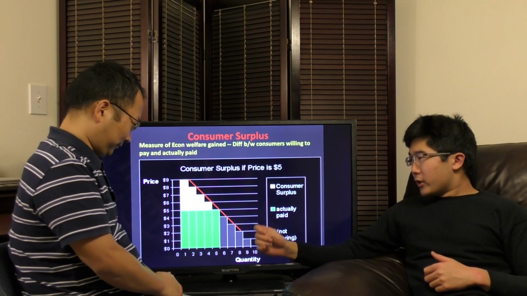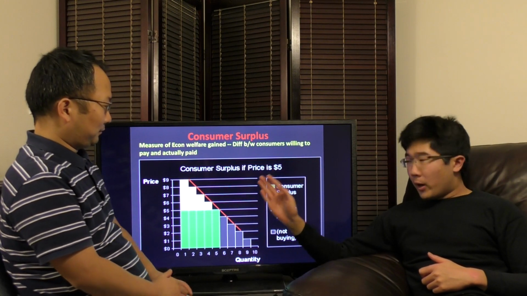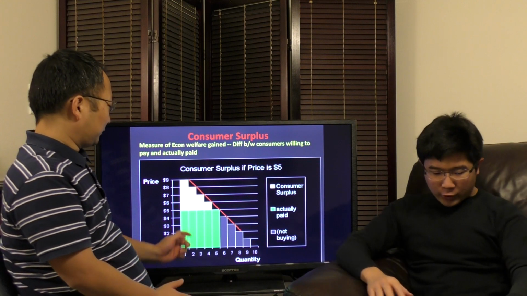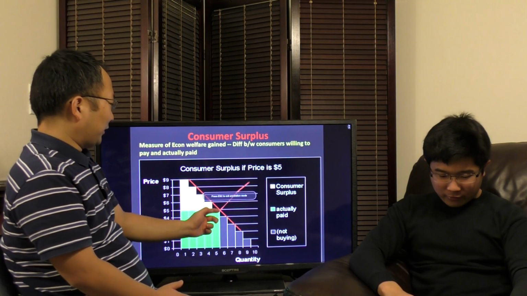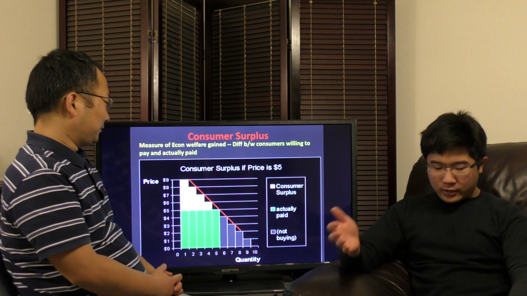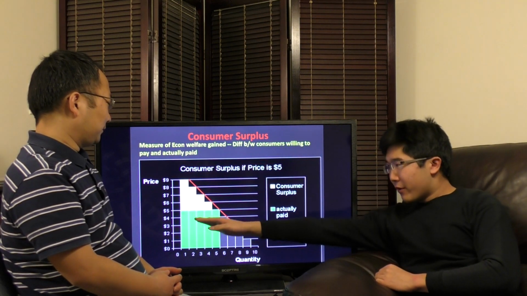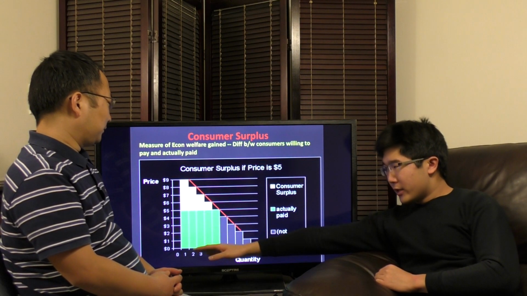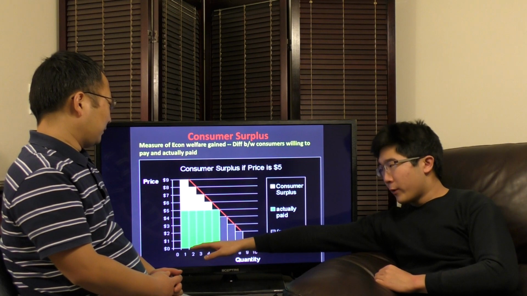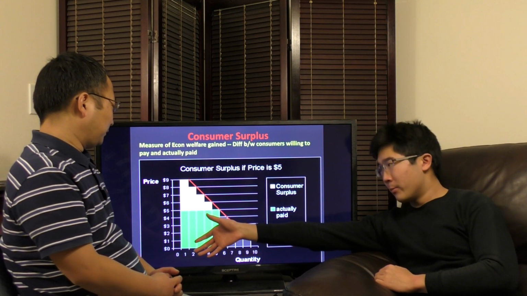Let's look at a market here. Let's say our market equilibrium is at $5, so we have our equilibrium price at $5. Let's say it's right here. The supply curve would be like that. And so we actually pay $5. Everything below $5, $5 times quantity, is what we actually pay. This is the overall paid amount in money.